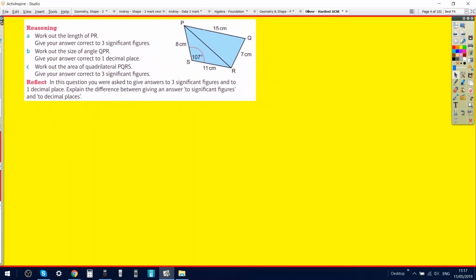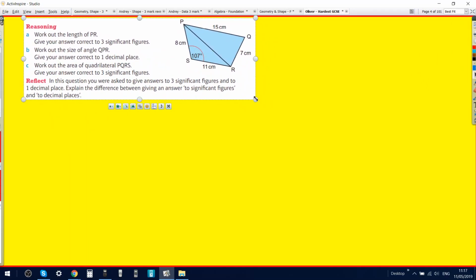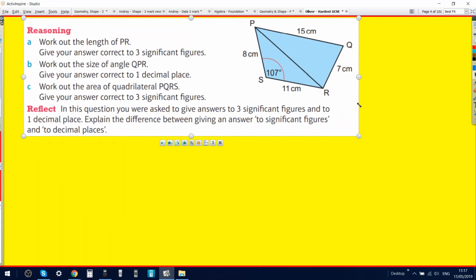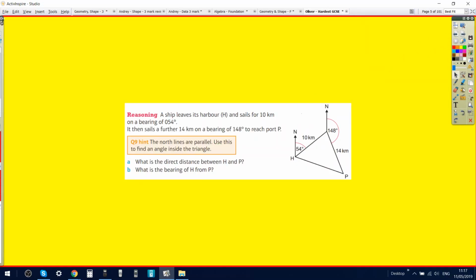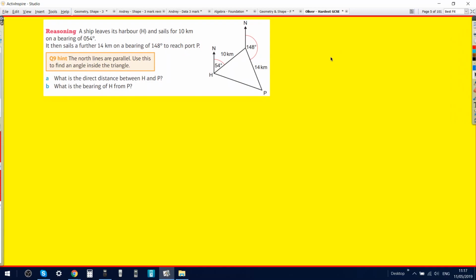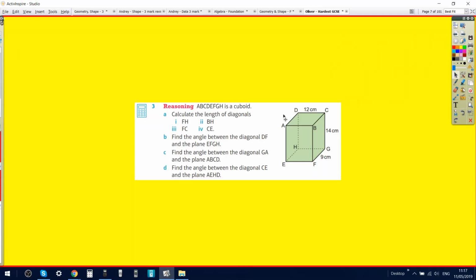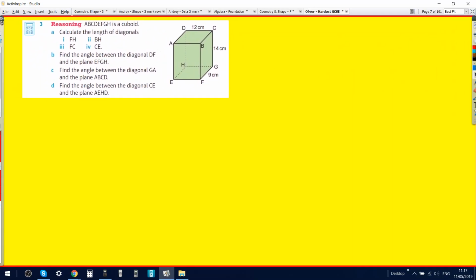Let me just take a look at this thing. P to R, I think this is similar. That looks very similar. The area of quadrilateral, that's similar. This one? Nah, I think you're going to be okay. It's just sine rule. What do they want? The distance between H and P. So you're just using cos rule and stuff. Yeah, that's okay. So this is the next thing. Okay, how about this?